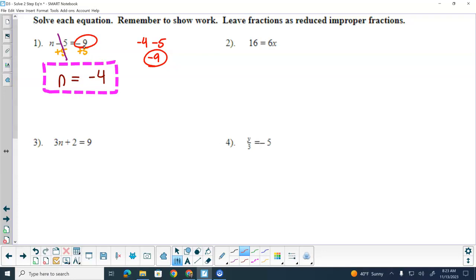Now, let's skip down to number 3. What would we do first in number 3?